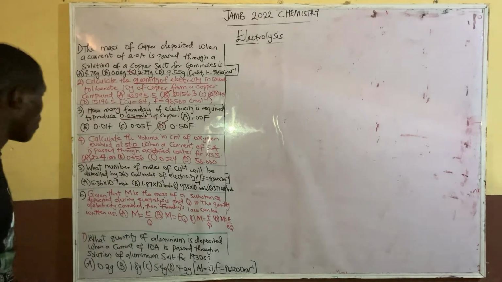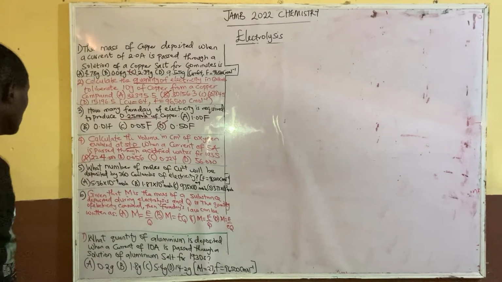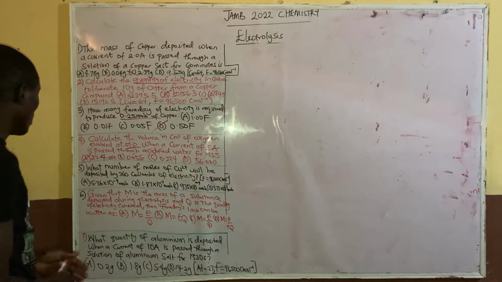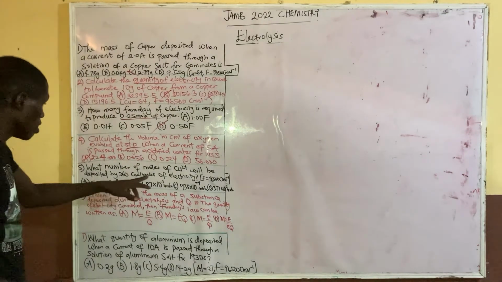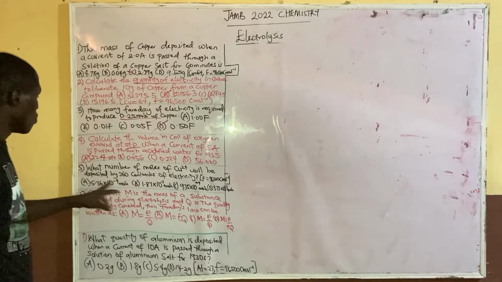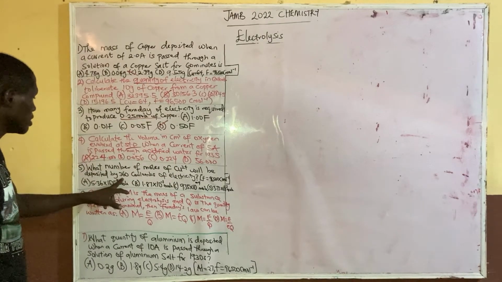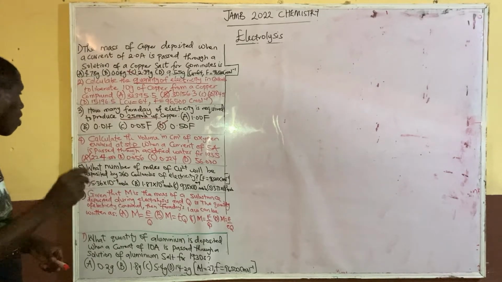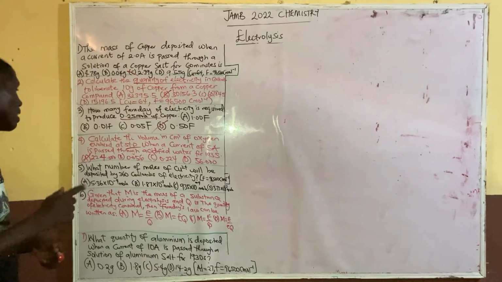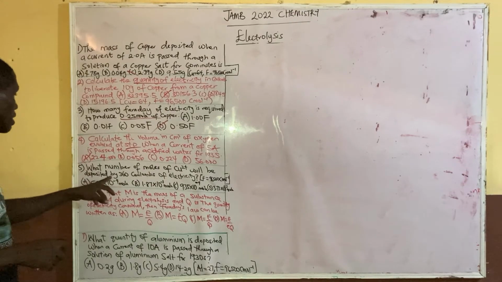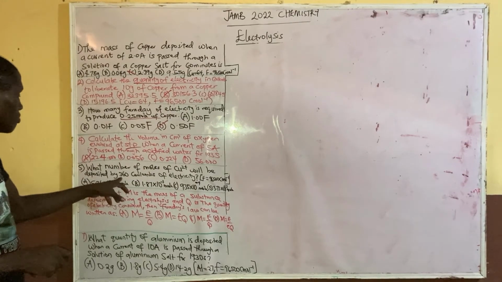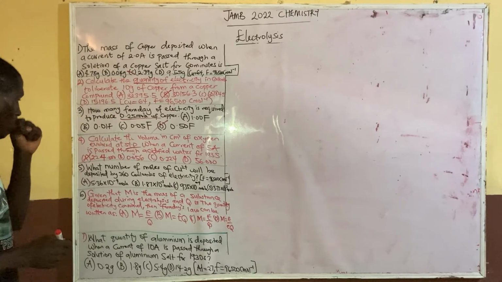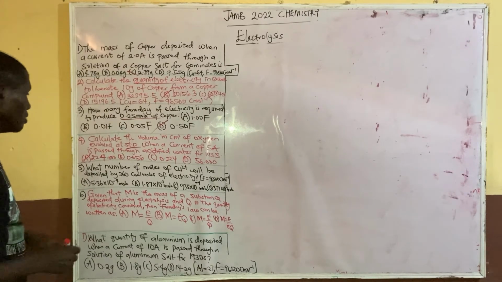What number of moles of copper will be deposited by 360 coulombs of electricity? What number of moles of copper will be deposited by 360 coulombs of electricity? Now, how do you go about that?